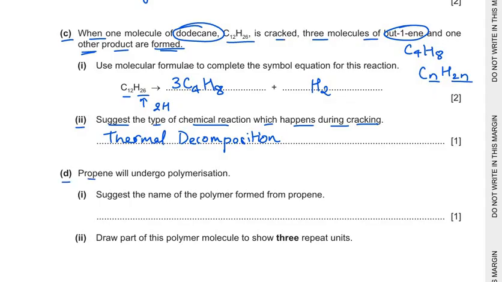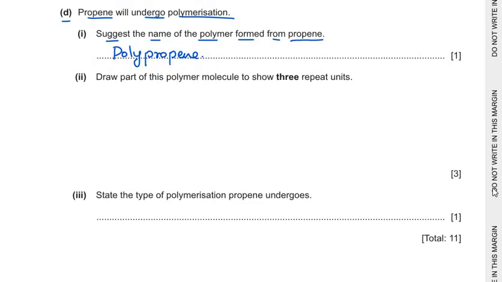The D question is propene will undergo polymerization. Suggest the name of the polymer formed from propene. So if propene is polymerizing, then it is polypropene. The way ethene polymerizes to form polyethene, it's polypropene here. Draw the part of this polymer molecule to show 3 repeat units.